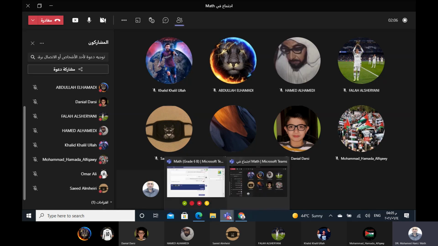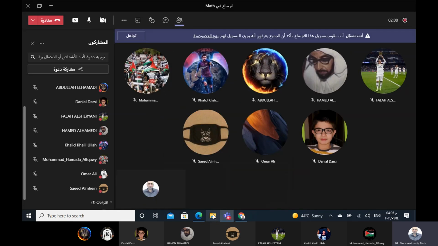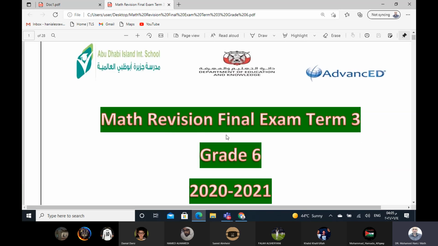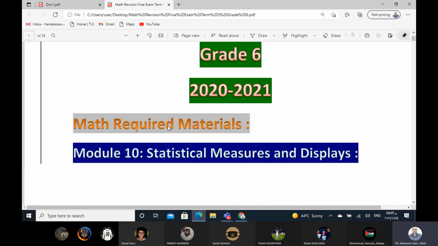Math grade 6. Today we have revision for the final exam, term 3. Today I sent the revision in the WhatsApp group and in Teams. This is the first page in the revision.